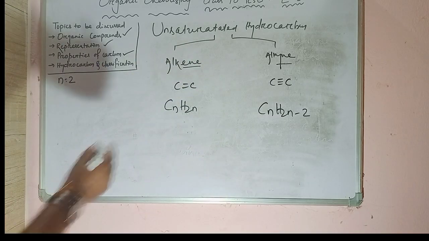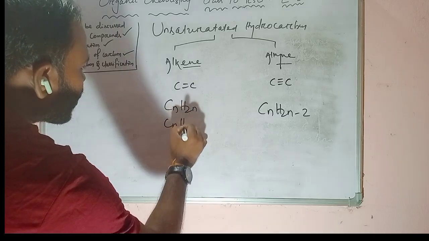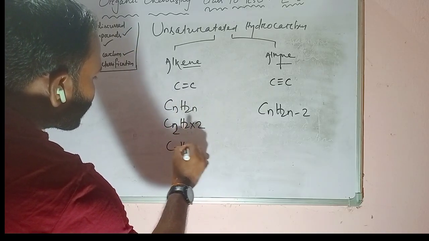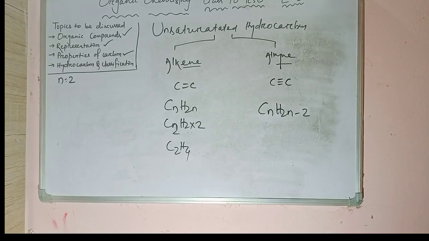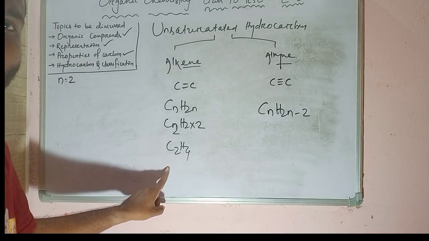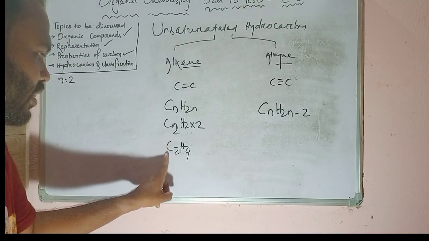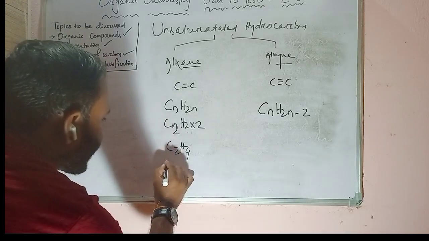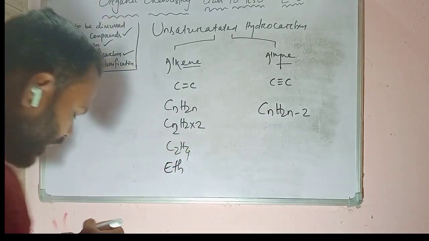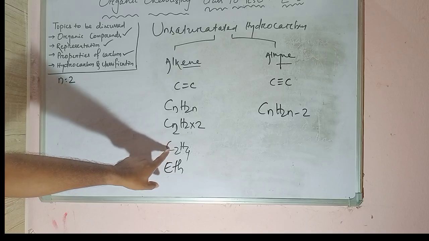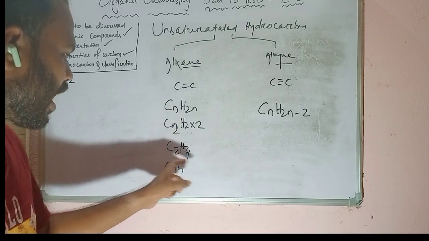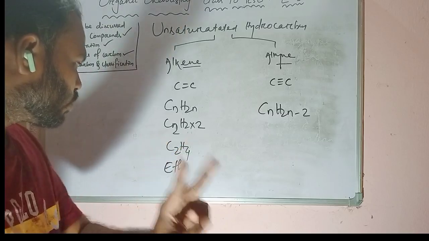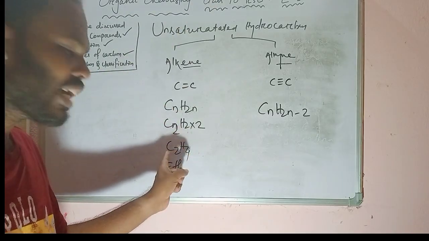Now let's put n equal to 2 in CnH2n: C2H(2×2). It will become C2H4. If I want to name this compound, what will be the name? C2H4, 2 means what? Eth. Let me write it. Now we'll understand how it has a double bond between carbon and carbon.